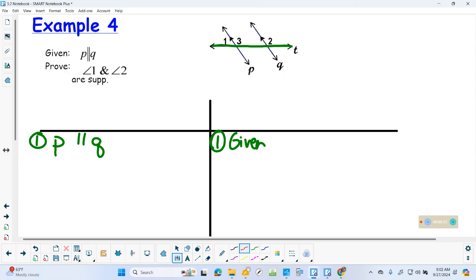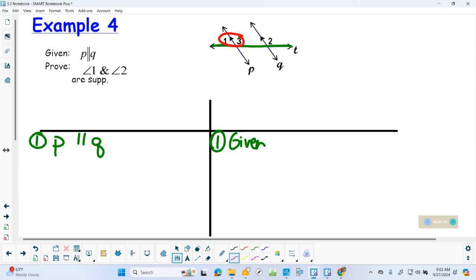So here's where we have to know all of our special angle relationships. So there's a relationship between 1 and 3. What type of angles are those? Linear pair, and a linear pair adds up to, oh, look in the prove line, supplementary. Okay, so that's going to help me.